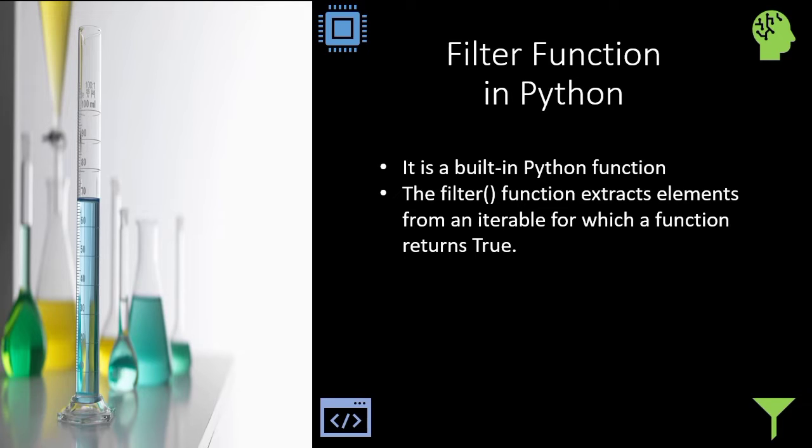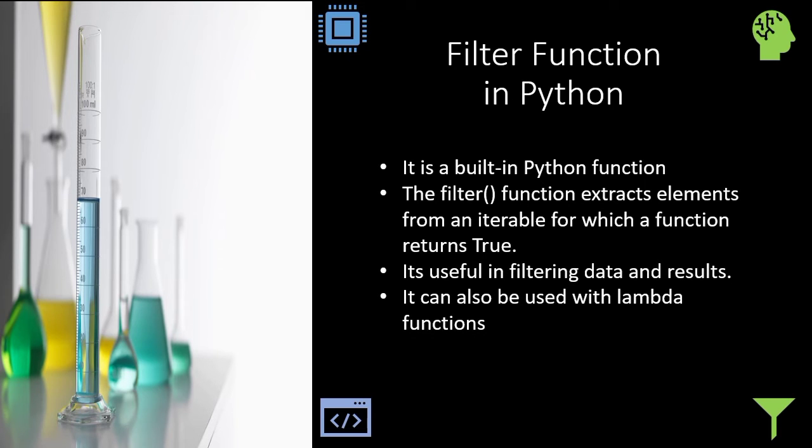The filter function takes two arguments, one of them is a function and the other is an iterable. The function that we have made and passed to the filter function will check for a condition and will return true or false. If it is true, then the filter function will keep that item, but if it is false, then it will remove that item from the iterable. Filter functions can also be clubbed with lambda functions that we have seen in the previous video, and filter functions are also a part of functional programming in Python.